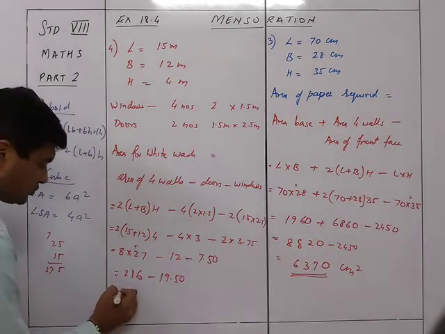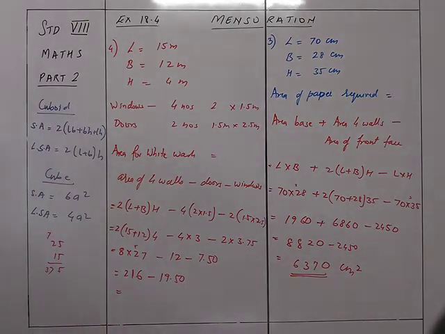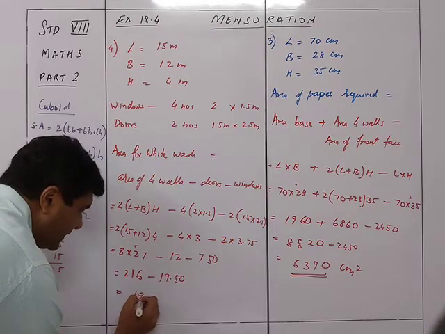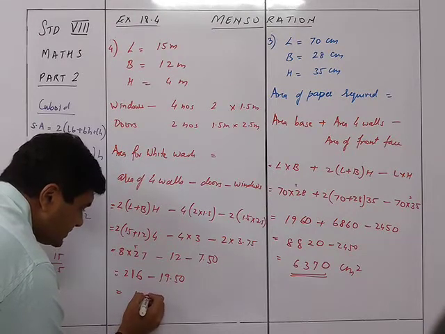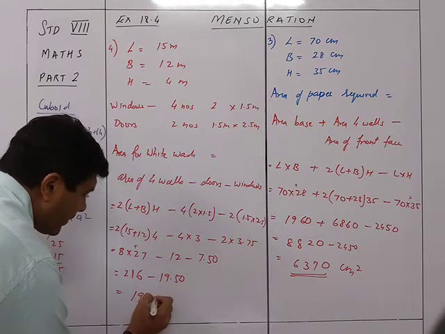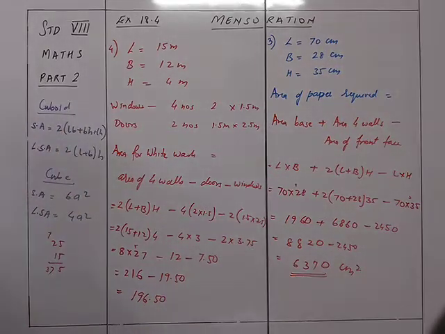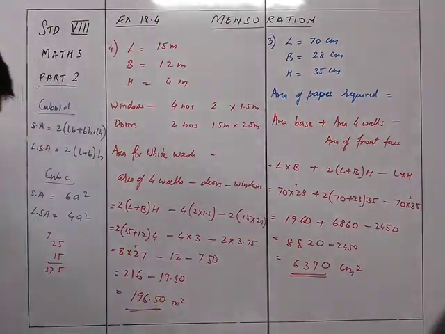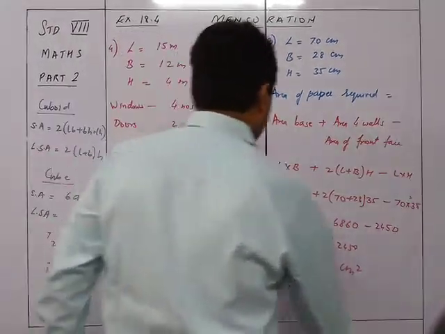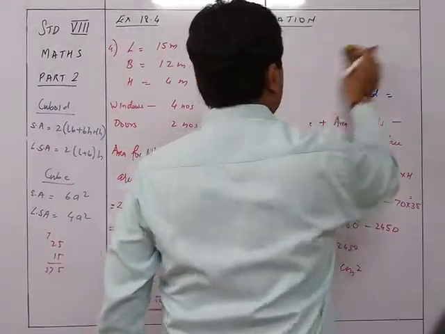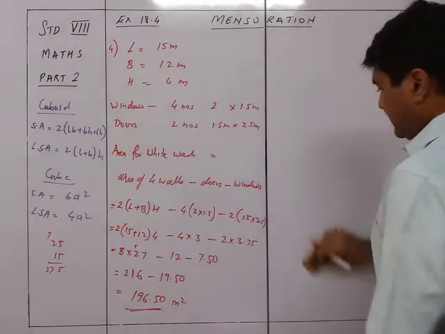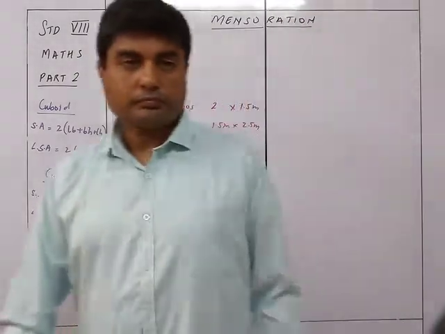Okay, so this will give me the answer as 196.50 meter square. This is the area to be painted. So the area to be painted will be equal to 196.50 meter square.